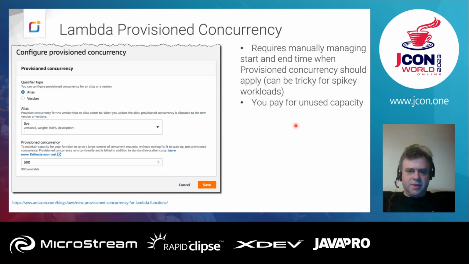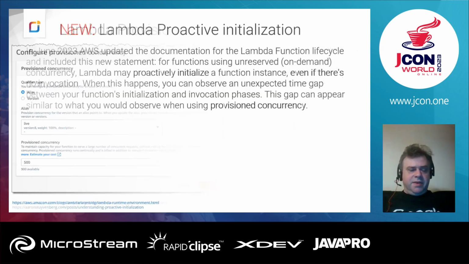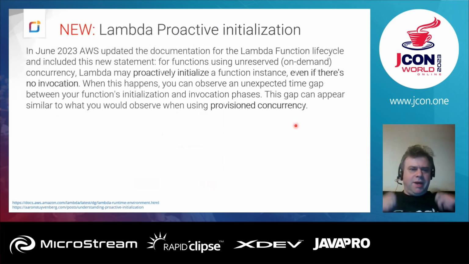It's sometimes difficult. Interestingly enough, in June, AWS announced, more or less in the documentation, something called Lambda proactive initialization. It's not up to you, you cannot do anything about it, but AWS will proactively initialize the function instances for you. So they warm up and execute the cold start. More or less the same as provisioned concurrency, but you don't pay for those. Yeah, but they decide how many.